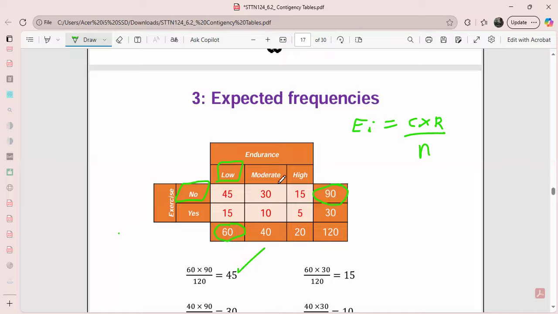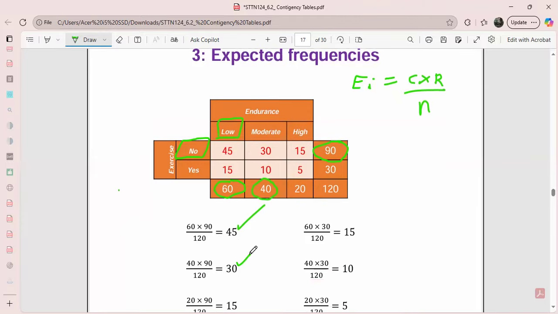Now, we do the same. When we go to the moderate, we take the column total, which is 40. So it's going to be 40 multiplied by the row total, which is 90. Divide everything by 120. Here it is.